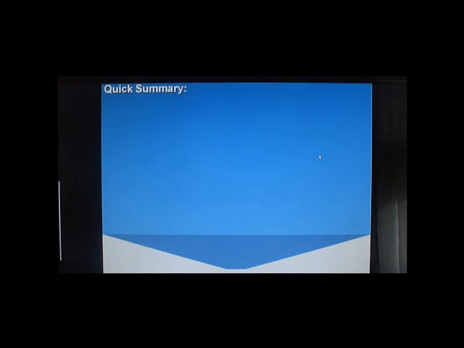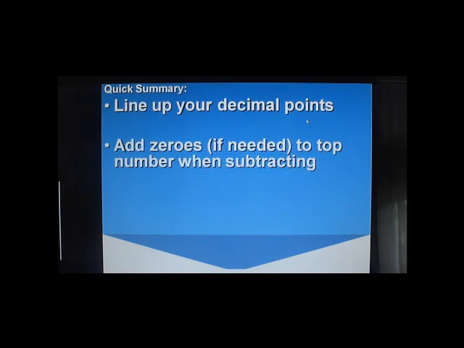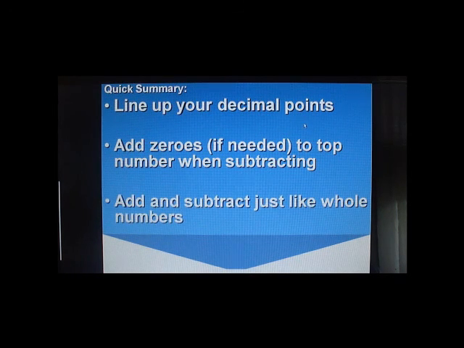Well, let's do a quick summary of what we talked about on this video. This is a short video. And here's what we said. When you add and subtract, don't forget to line up your decimal points. When you do the subtraction, add the zeros if needed to the top number. Remember, you're going to have to borrow, so the zeros will help make those values accurate. And then the last thing, just remember, when you add and subtract decimals, you're doing it the same way as you did with whole numbers.